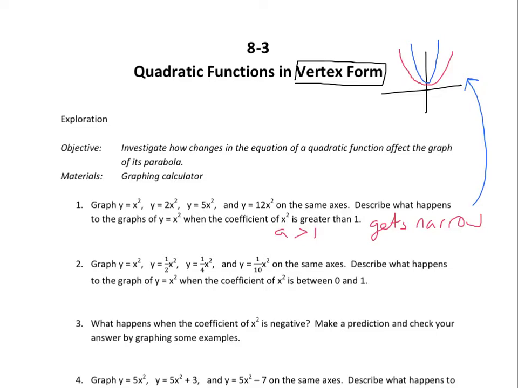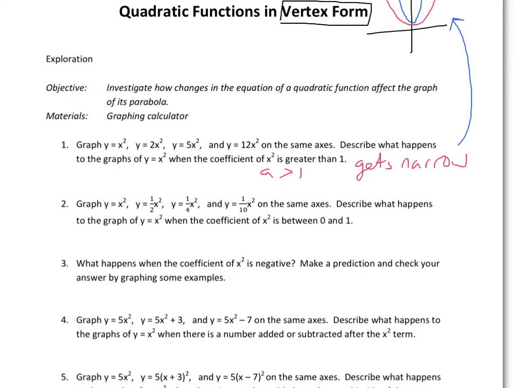Question 2. What if a is between 0 and 1? So we would have something like this. It's going to be a decimal between 0 and 1, or a fraction between 0 and 1, and our parabola gets wider. In that case, a parabola that typically looks like this would become wider and flatter.